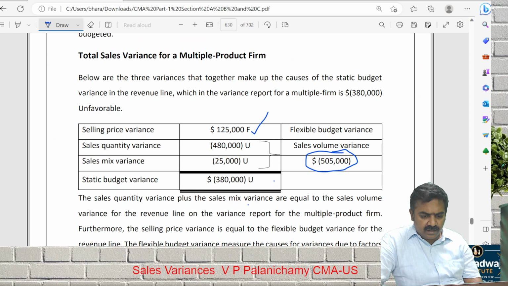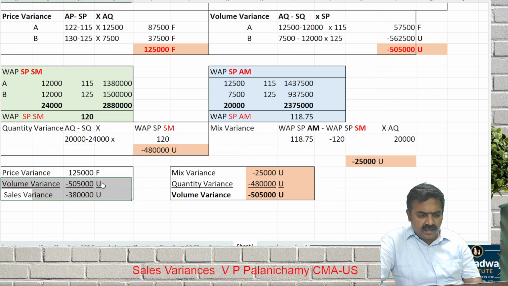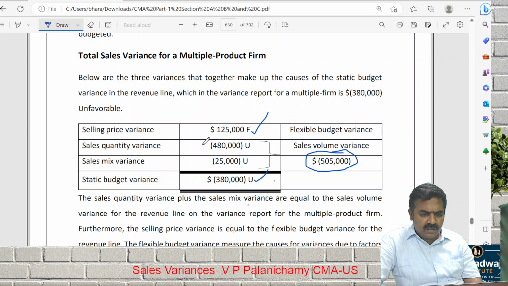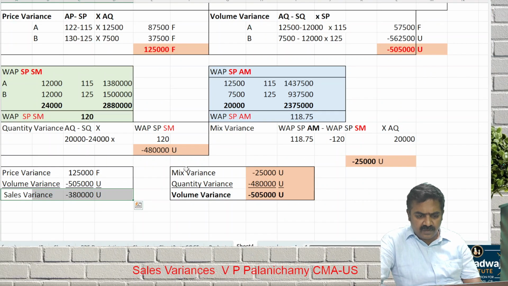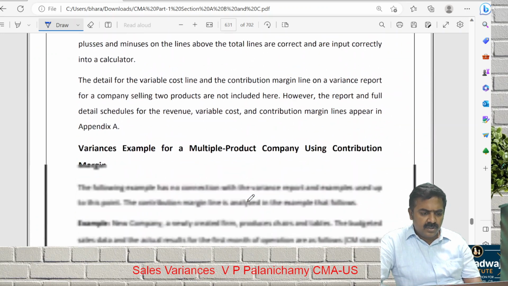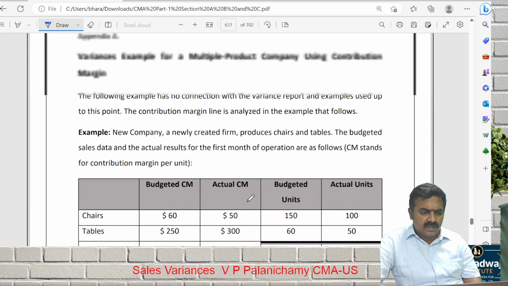Then net static budget variance, or the total sales variance, is what? 3,80,000 unfavorable. This is what they are summarizing. 4,20,000 and 25,000, that is 5,05,000. That we verified also. Mix plus quantity variance gives us which variance? Volume variance, like that we identified. So, this is what we worked out.